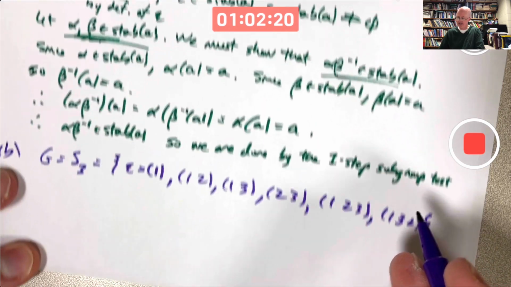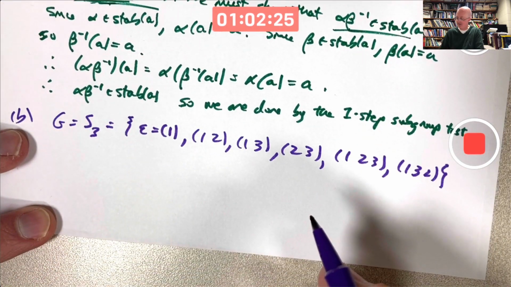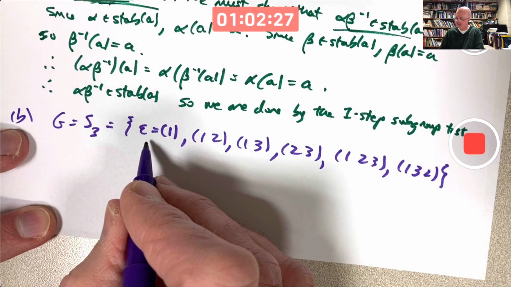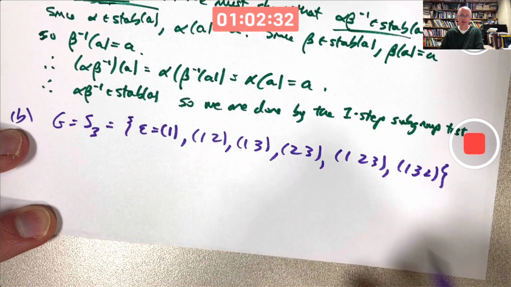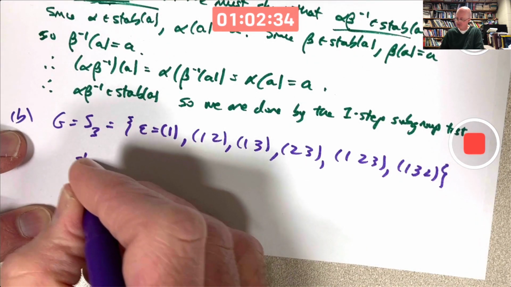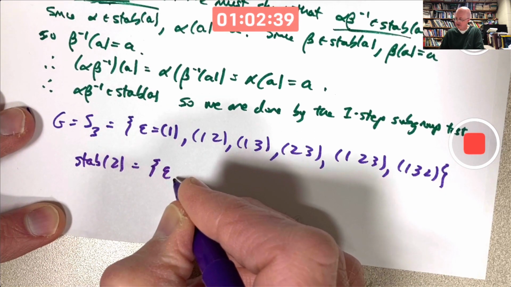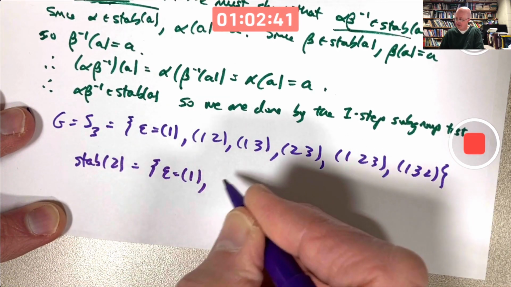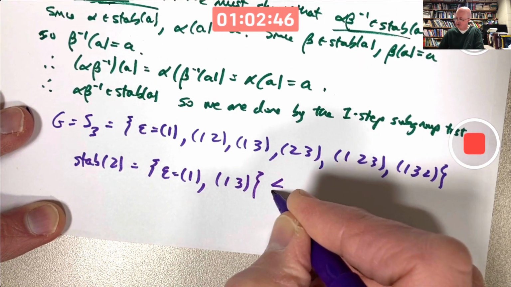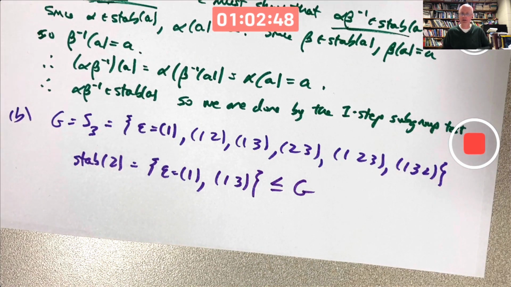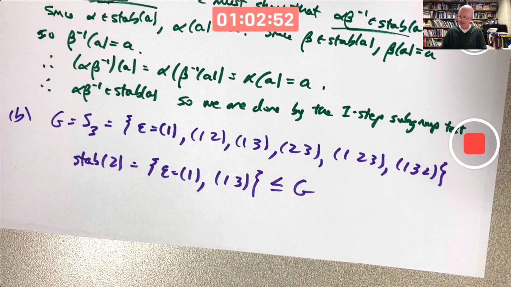Which of these fix 2, stabilize 2, map 2 to itself? Certainly the identity does, and the only other one that does is this one. All the other ones map 2 to something other than itself. The stabilizer of 2 consists of just epsilon and the cycle (1 3). And that is a subgroup of G. Okay? A 2-element subgroup of G. G has order 6, this subgroup has order 2.